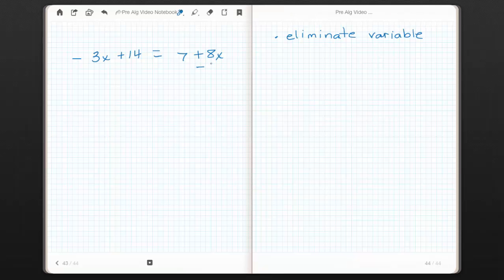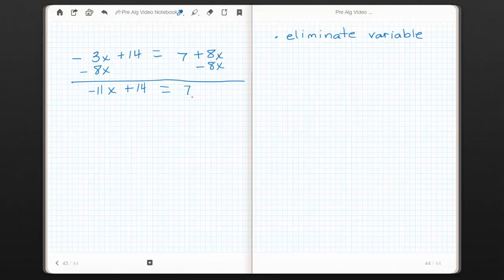So I'm going to undo add 8x by subtracting 8x. And I'm going to do that on the other side. I have two terms over here. Let's line it up with the one that it matches. These are like terms, so I'll be able to combine them. Okay, negative 3x, take away 8x more. That's negative 11x plus the 14 that's already there. On this side, all I have left is 7.